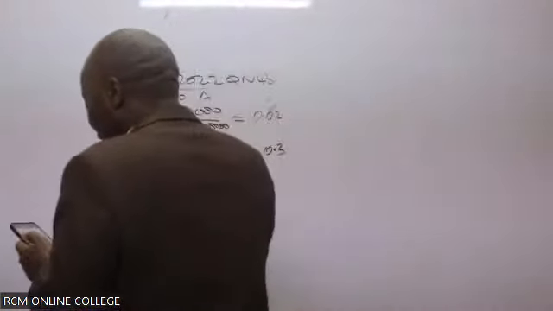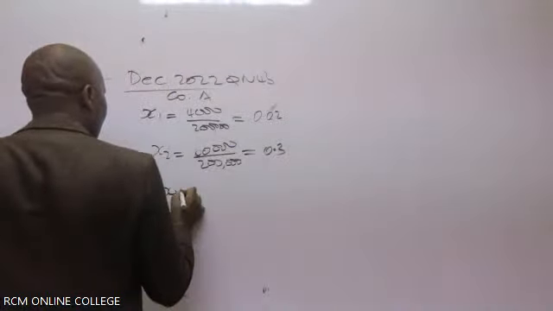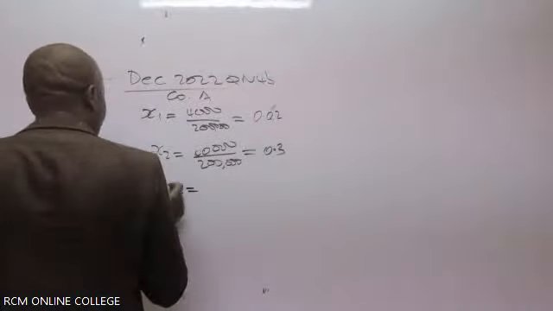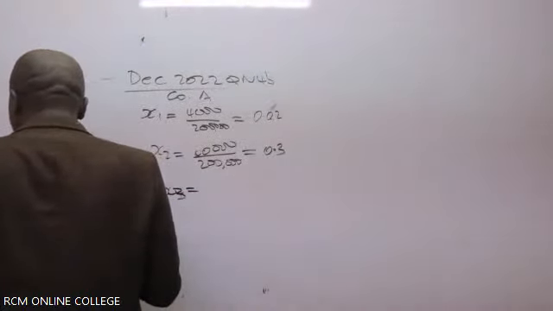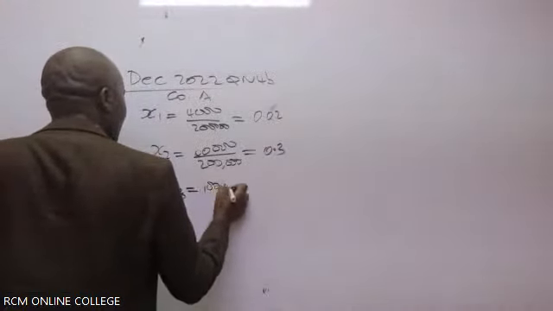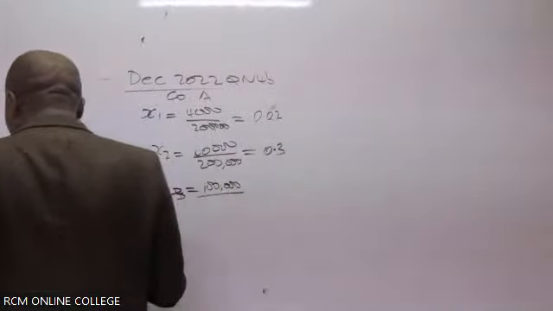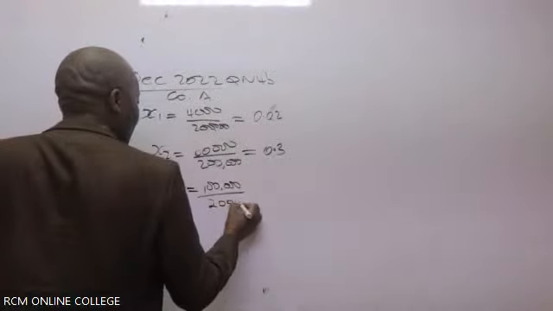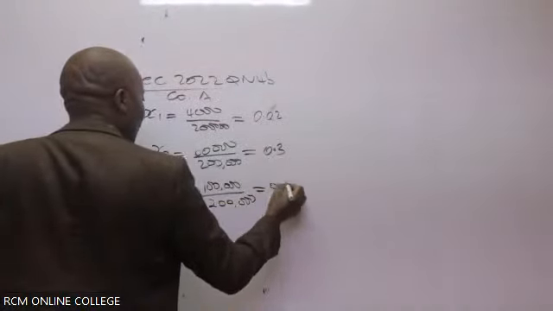And then we have X3. X3 is EBIT, earnings before interest and tax, which I can see is 100,000, divided by total assets, which stand at 200,000. Is there somebody who is able to see that this is 0.5?